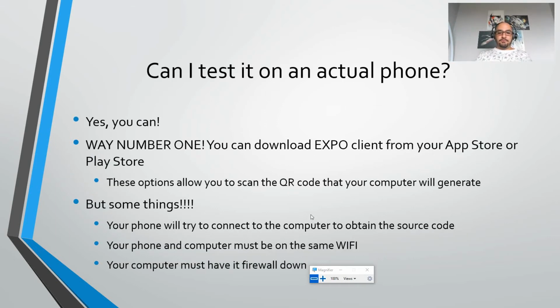Now, can I test this application? This is a new Hello World application. Can I test this in an actual phone? Yes, you can. And there are two ways of testing this application. The first one is using the EXPO client from the App Store or the Play Store. You go to the App Store. In my case, I have an Android phone. Download the EXPO client, and you have to set up the application. It's just as easy as opening the application and scanning this QR code that I'm going to show you there.